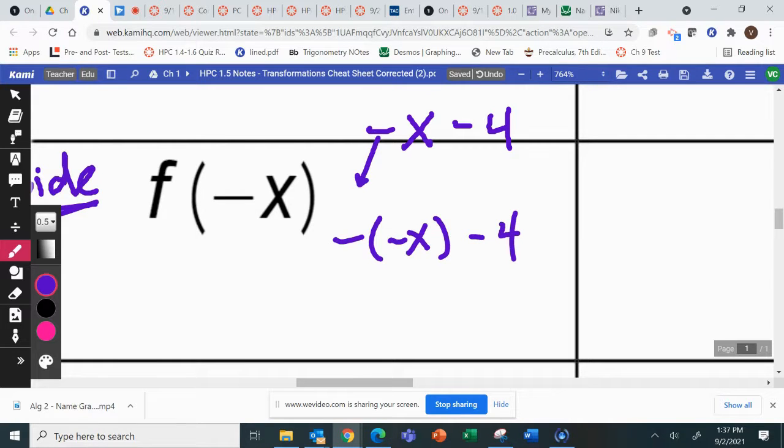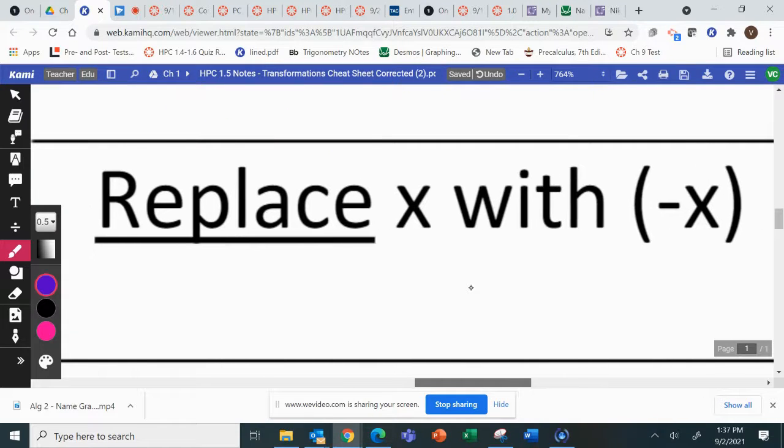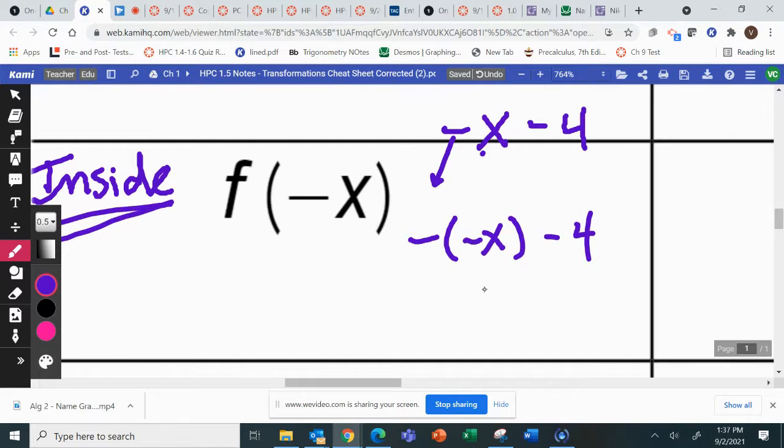So what we're doing, I probably have it written over here. Yeah. So what we're doing, it's what I have written in the next column, is we replace our x with parenthesis negative x. So this would end up being positive x minus 4.